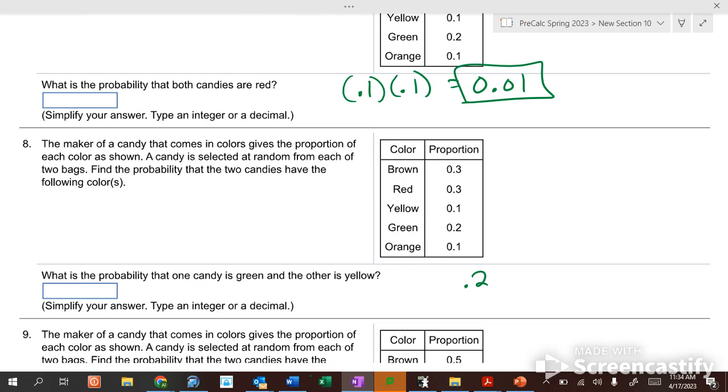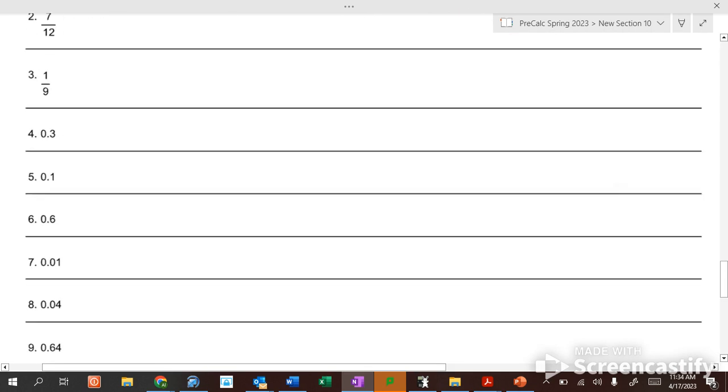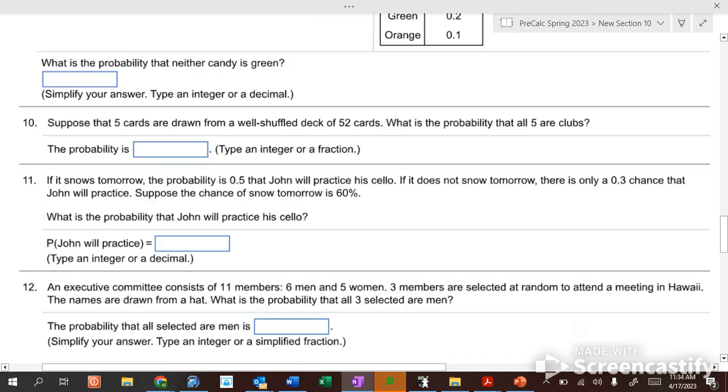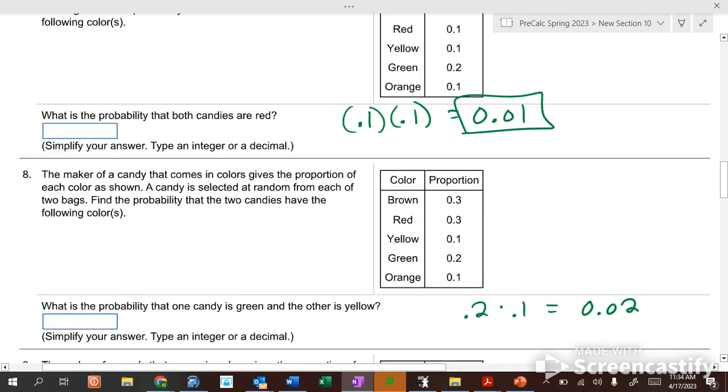Green, you got a 20% chance. Yellow, you got a 10% chance. So in the end, it should be just a 2% chance, right? Number 8? Nope. 4% chance.